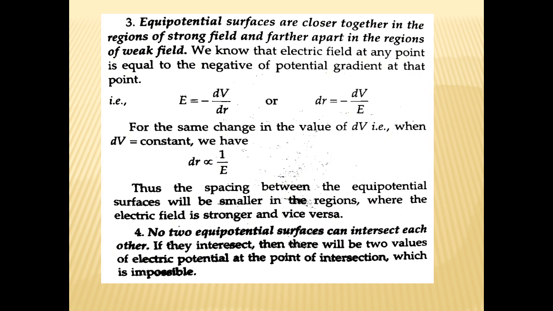In property number 4, no two equipotential surfaces can intersect each other. If they intersect, then there will be two values of electric potential at the point of intersection, which is impossible. So that is why we always say that no two equipotential surfaces can intersect each other.